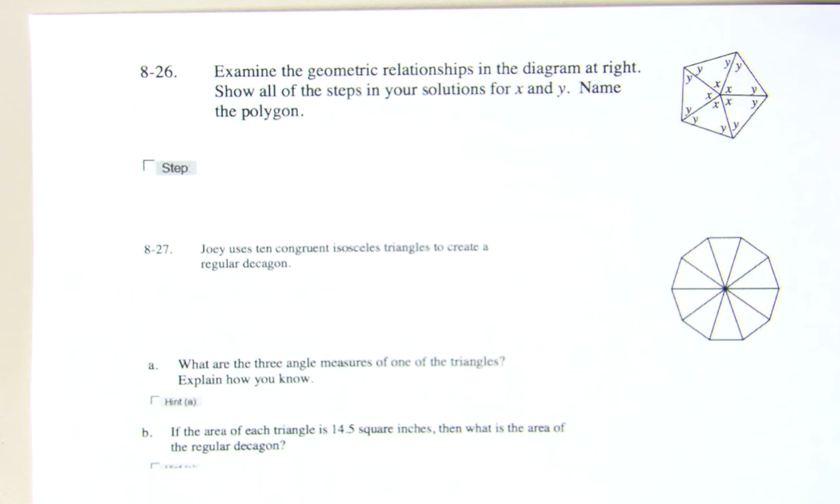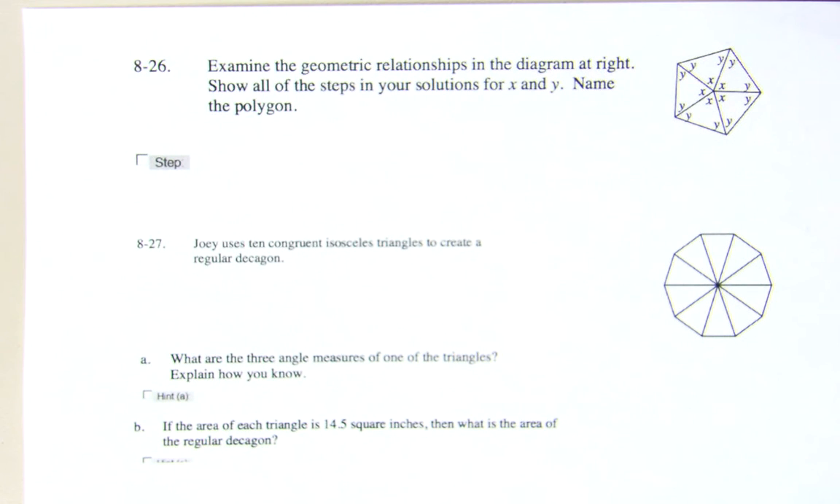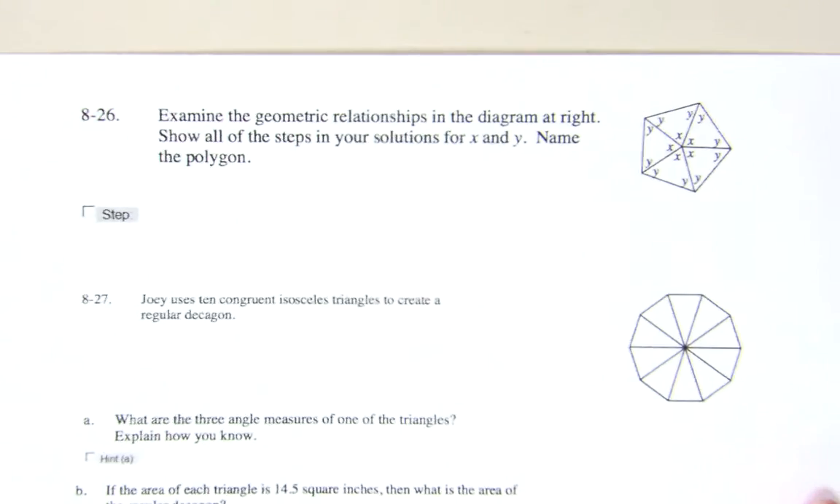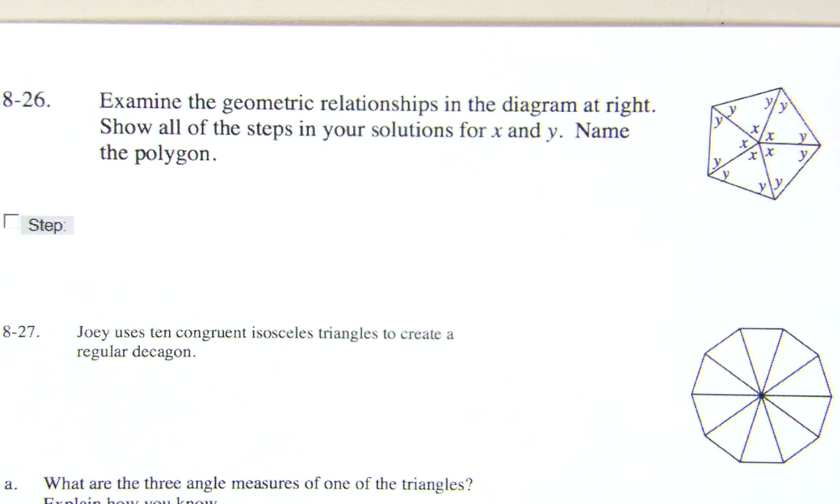Okay, this is Math 2. We're going to do 26, 27, 28, and number 31 from Chapter 8. On the first one we have: examine the geometric relationship in the diagram at the right, show all the steps in the solution for x and y, and then, what does it say? Name a polygon.